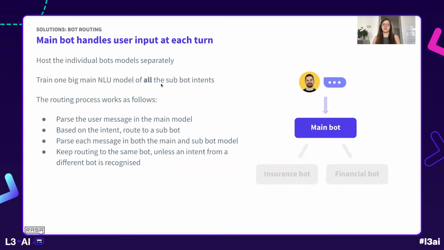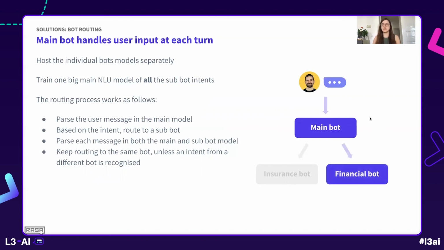To talk about the first option, we're talking about the main bot handling the user input at each turn. The way this happens is that the individual subbots are hosted separately. Their models are hosted somewhere in the cloud probably. In addition to that, you will train one big main NLU model, which contains all the subbot intents. Then the routing process works in a sequence of steps. First, the user says something that gets sent to the main bot. The main bot will parse the user message, and then based on the intent recognized there, it will send the user to a subbot.